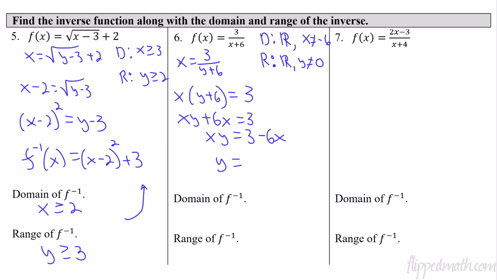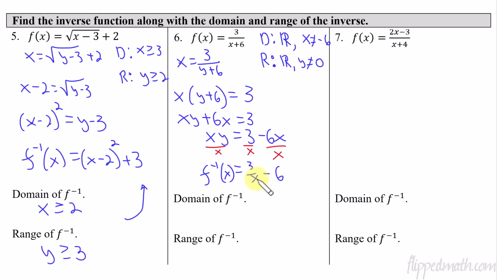So when I do that, in fact, let me clean this up a little bit here. I'm going to show my step here. I'm going to divide every term by x. And when I do that, that makes this a little bit easier to see what's going on. y equals 3 over x minus 6. Oh, instead of y, I should have put f inverse. Let's fix that. There we go. f inverse of x equals 3 over x minus 6.